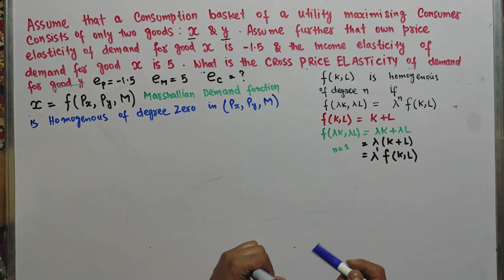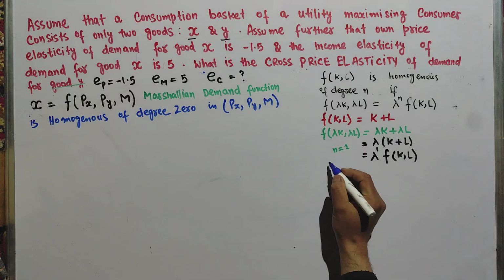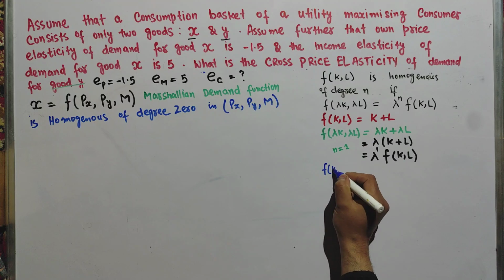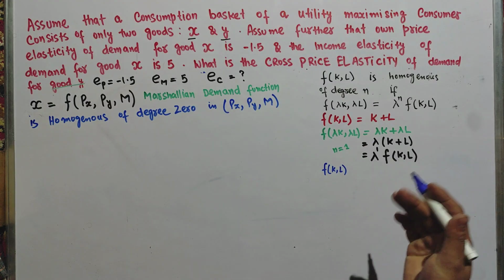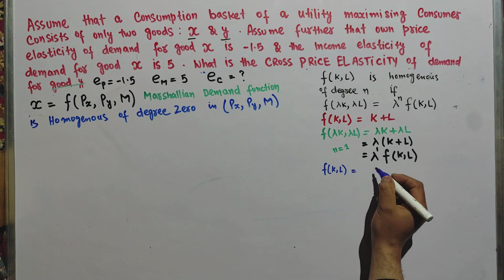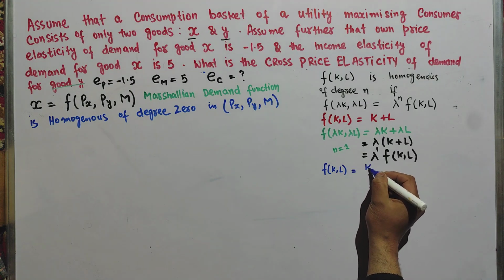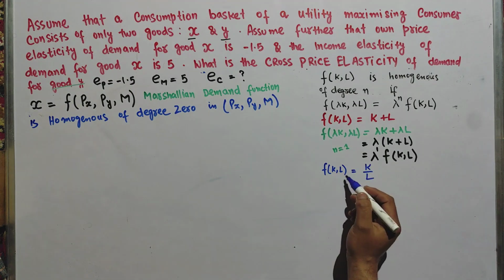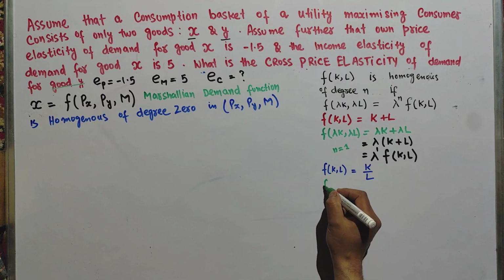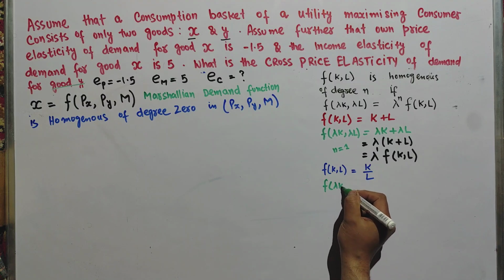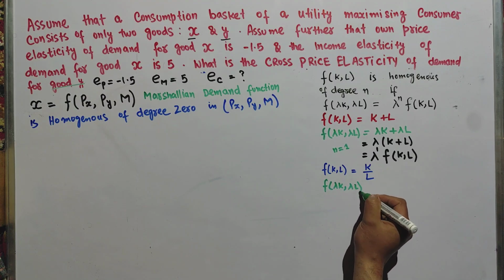So what about degree 0? Homogeneous of degree 0. Let us suppose we have another function f of K, L. I'm just trying to make these capital and labor make economic sense here. So let us say we have another function like this, K upon L. Our output depends upon this ratio of capital and labor. Let us increase both capital and labor by the same fraction, that is f of lambda K comma lambda L. So what will happen here?